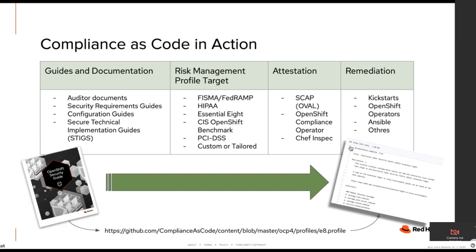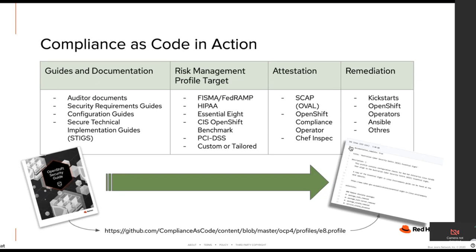And then number two, we pick one of the risk management profiles that we're targeting. So for example, if we're targeting the Australian Essential Eight, we'll take all of that knowledge on the left and we'll build an Essential Eight profile and put that on the Git repo. In fact, there's a link on this slide to that exact profile, right? We've just recently got a submission from our Australian team specific to the Essential Eight.